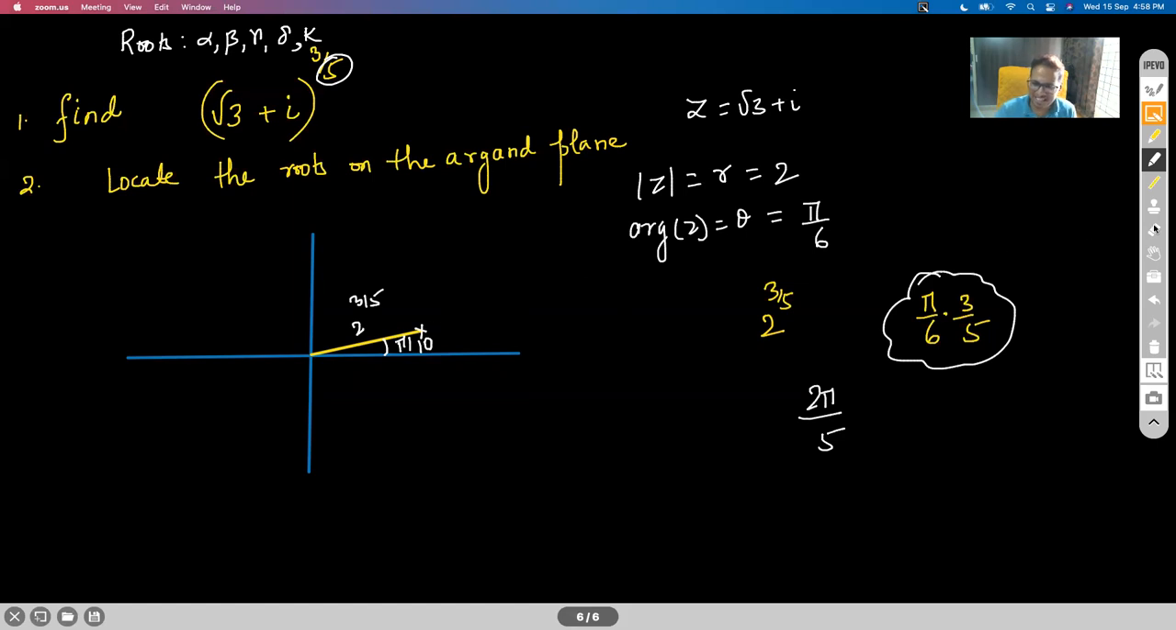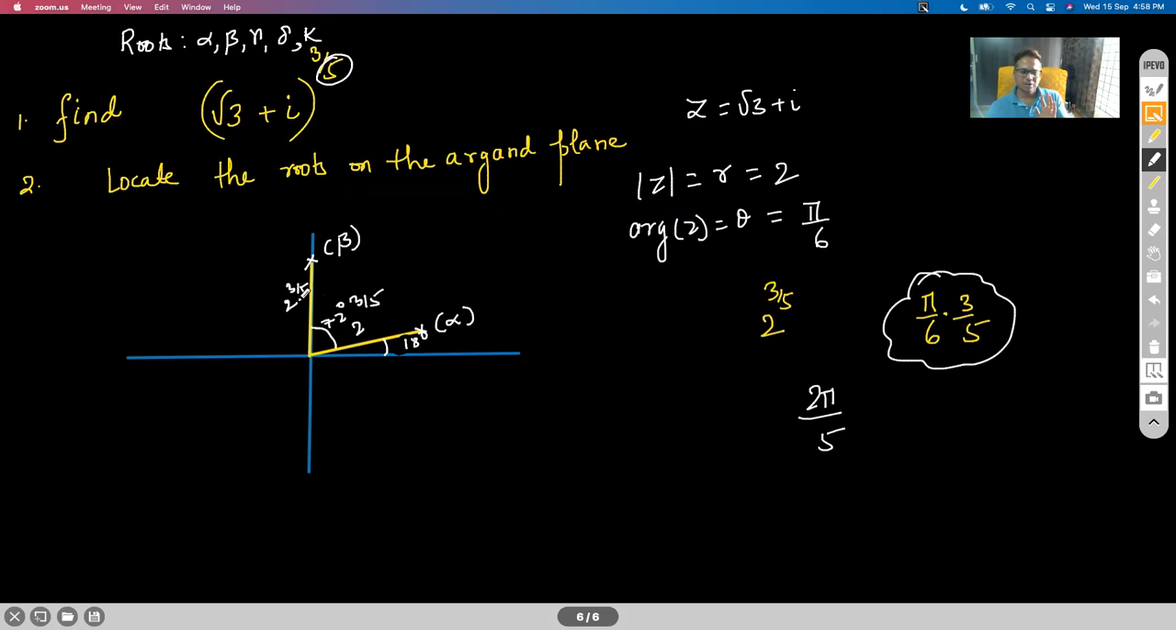So keep increasing this 18 degrees by 72 degrees each. Let me write it in terms of degrees only so that you can easily understand it. So now keep increasing by 72 degrees. 72 degrees will take you to here, and this will be again at the same distance of 2 to the power 3 by 5. So this will be your position of the second root. So let's say this was alpha, then this will be your beta. Right? So this gap will be 72 degrees gap. Clear? And this distance will be 2 to the power 3 by 5 only.